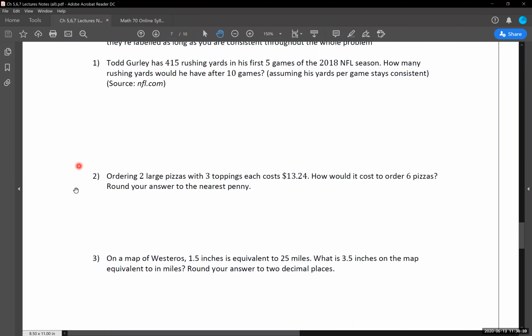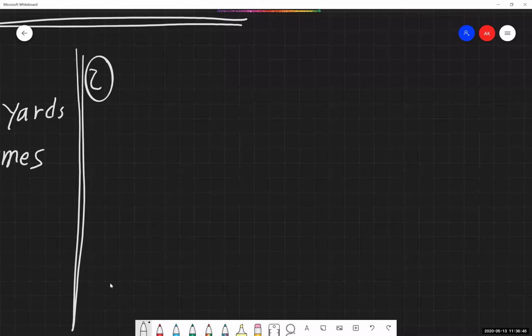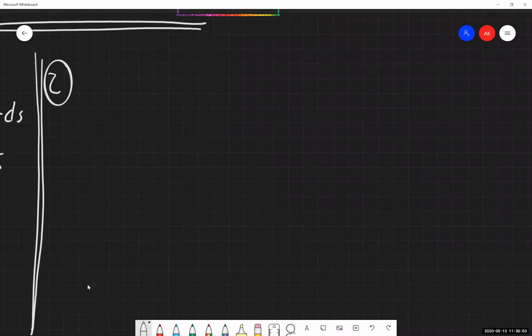Okay, so this is our example that we're working with. I'm going to jump us back to our whiteboard. And again, our goal is to set this thing up to be a proportion. So I want a fraction equals a fraction. So I'm just going to make that for myself right off the bat. So fraction equals fraction.